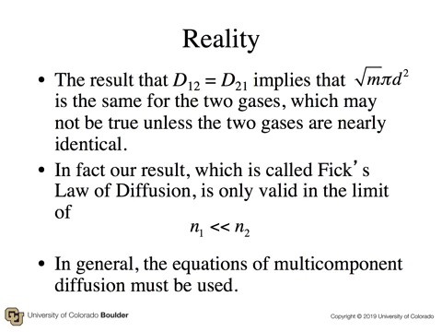Our result, which is called Fick's law of diffusion, is only valid in the limit of n1 much, much less than n2. And in general, the equations of multi-component diffusion must be used. And we obtain them from the Chapman-Enskog solution to Boltzmann's equation, which we'll get to in a couple of videos.